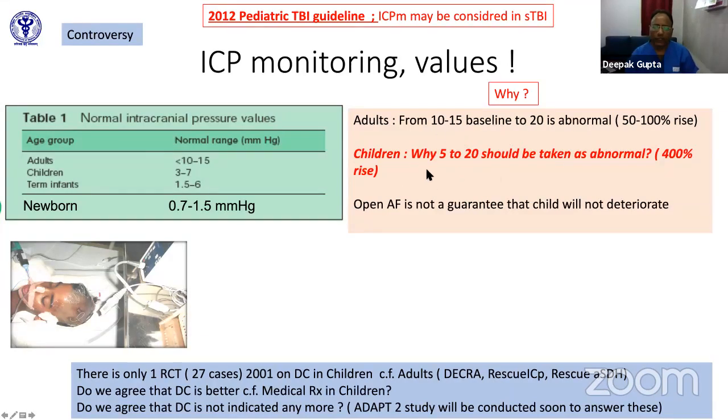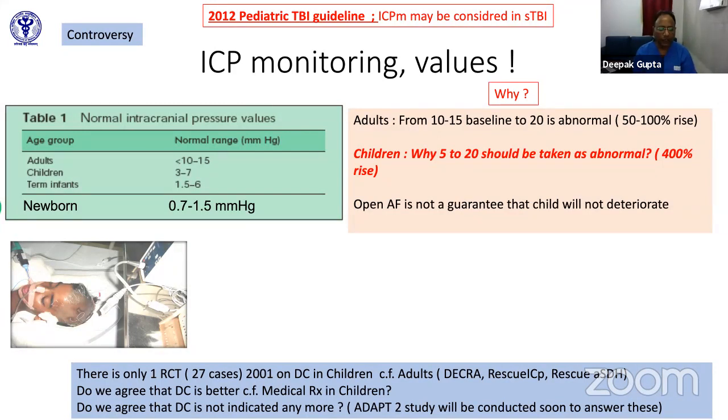So basically in adults, you are taking a 50 to 100% rise, from 10 to 20, as abnormal. However, in children, when the normal ICP is around 5 to 7, why are we taking up to 20 as abnormal? That means we are accepting more than a 400% rise as abnormal in children. And of course, let me tell you, an open anterior fontanelle is not a guarantee that the child will not deteriorate.